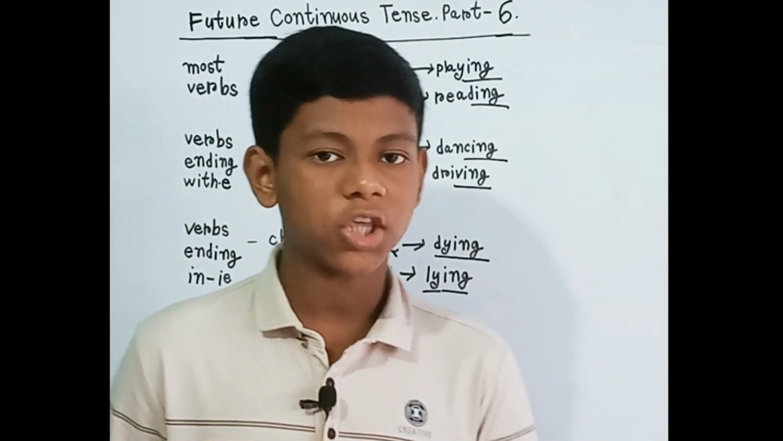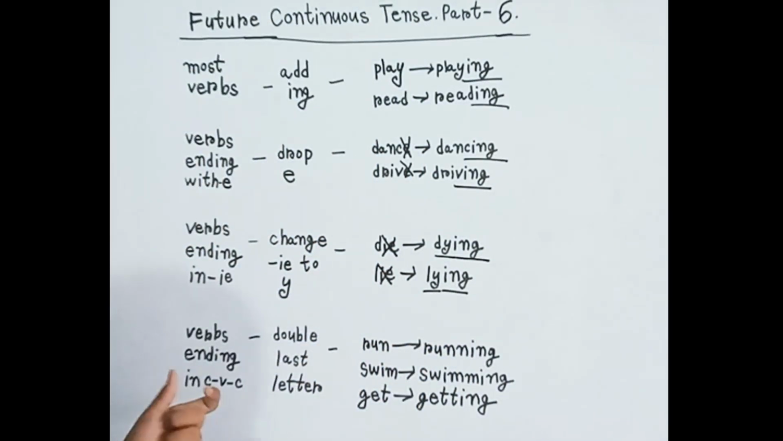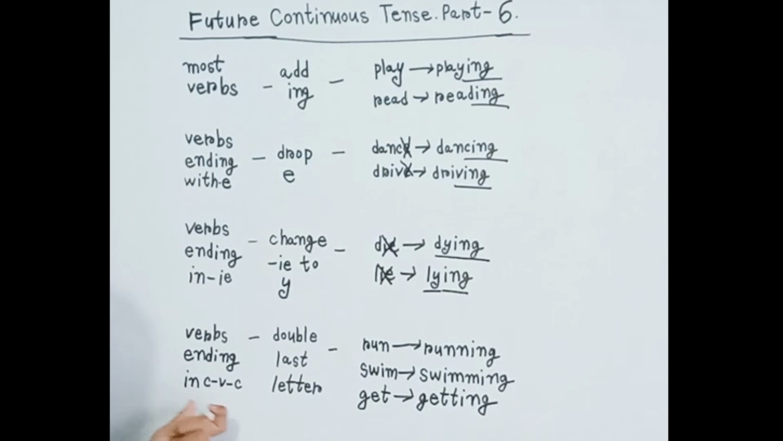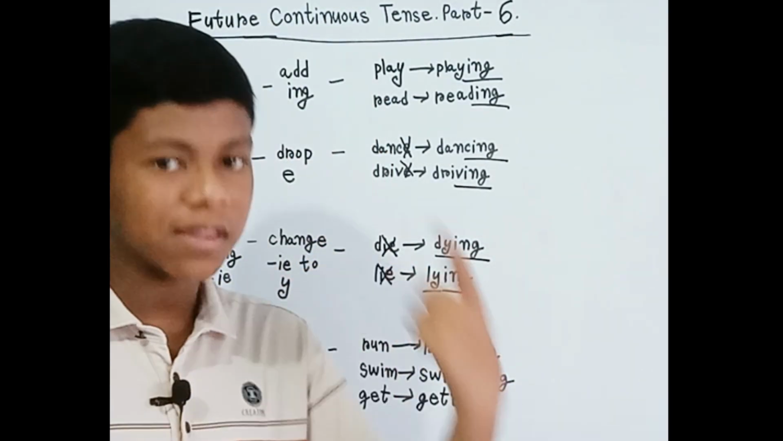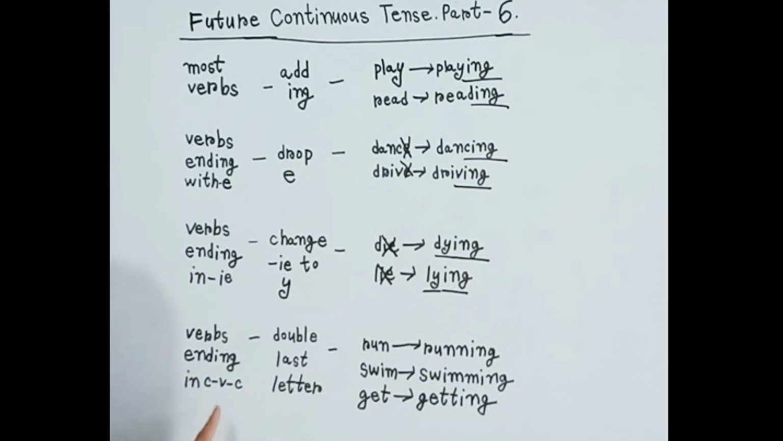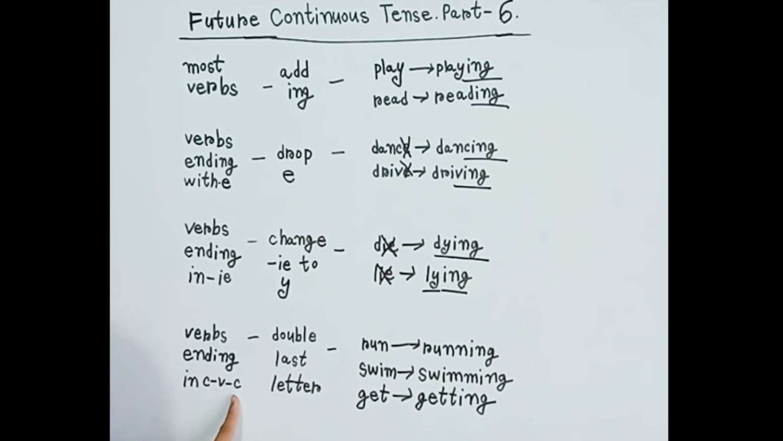Okay, so let me tell you, when the verb ends with CVC, on the time we have to double the last letter. But first of all, what does the word CVC mean? C means consonant, V means vowel, and C means consonant.